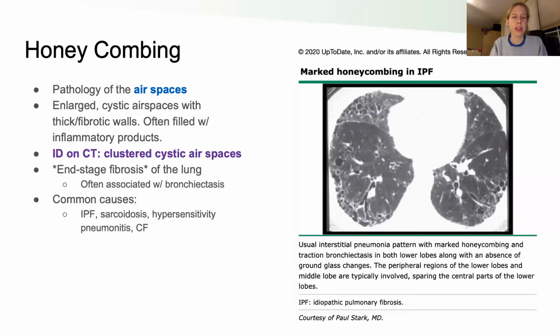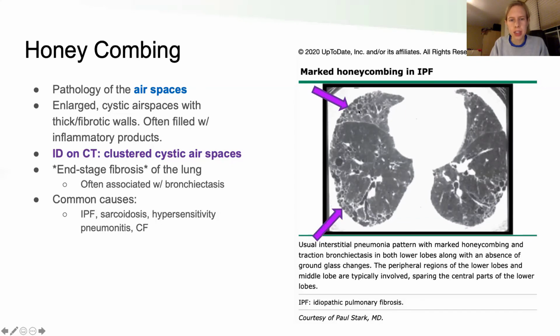Honeycombing is another common phrase thrown around that most people don't always know what it means. So honeycombing is something wrong with the air spaces primarily, but in reality, honeycombing is the end stage of a lot of chronic lung diseases. So what we're seeing with honeycombing is these very enlarged cystic spaces with thick walls, and they're often filled with stuff, whether it's inflammatory stuff or other things. So you can see in these distal parts of this lung, it's a variety of cysts, but they're all very clustered together, and there's very thick walls between them.